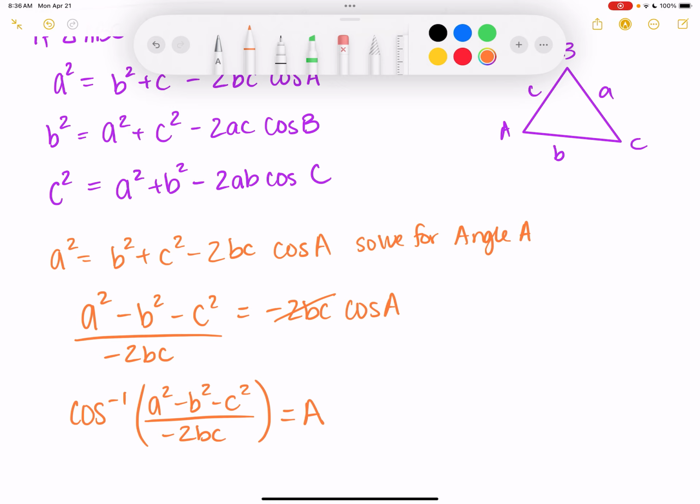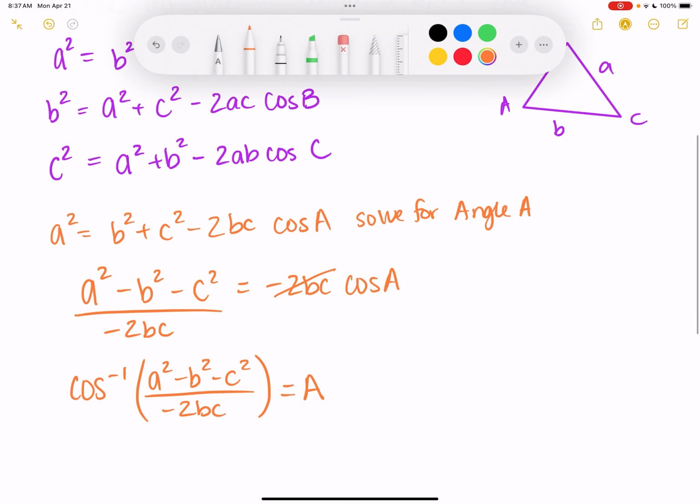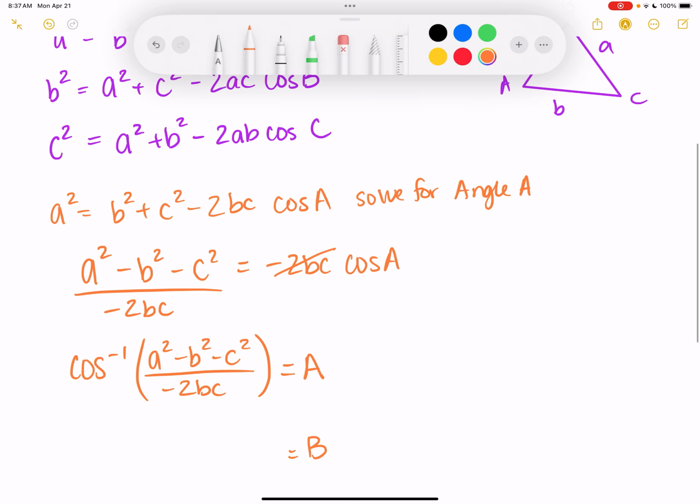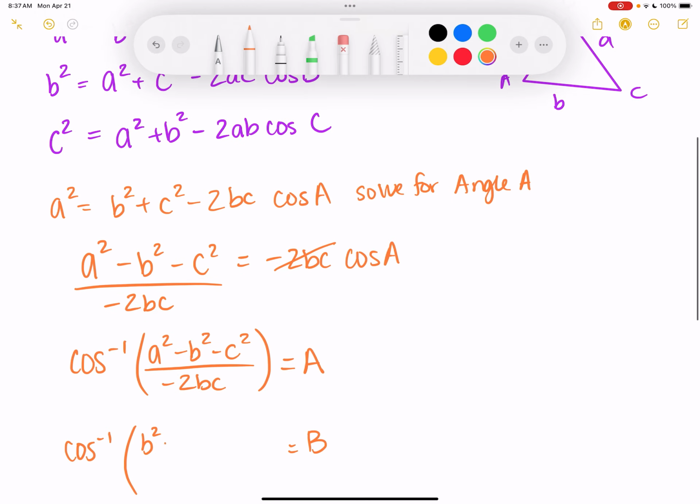So if you were given all three side lengths and you're going to solve for an angle, this is the formula that you would use for that. Now, I'm just going to write the other ones. I'm not going to solve them all out, but they would all work the same way. I'm just going to write what angle B would be equal to, what angle C would be equal to. So angle B would be the inverse cosine of B squared minus A squared minus C squared divided by negative 2AC.